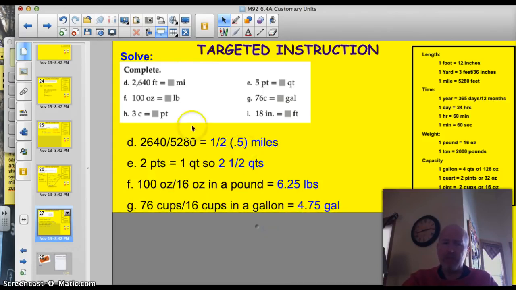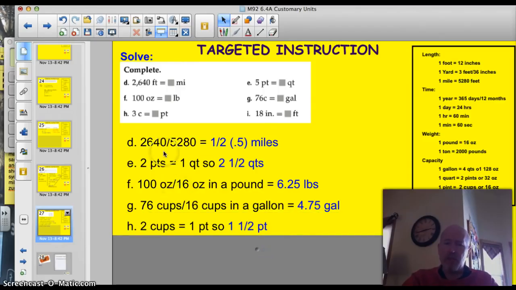76 cups is how many gallons? Well, I use my chart over here that there's 8 ounces in a cup, and 128 divided by 8, I figured out that there's 16 cups in a gallon, so 76 cups divided by 16 cups in a gallon gives me 4.75 gallons.